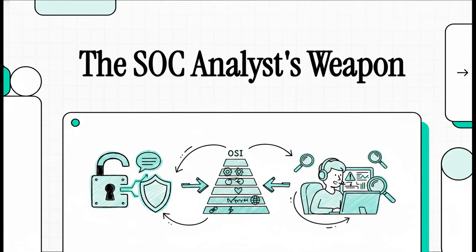You ever stop and think about how the people protecting us online actually hunt for threats? I mean, the internet is just chaos. Well, today we're pulling back the curtain on their secret weapon. It's a blueprint called the OSI Model, and we're going to see how it's used in the high-stakes world of a security operations center. Let's get into it.